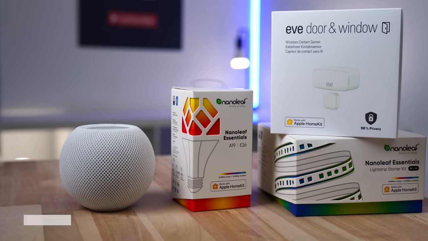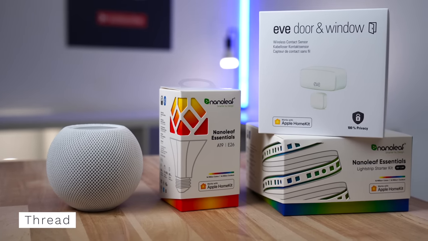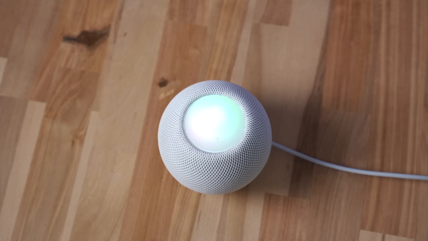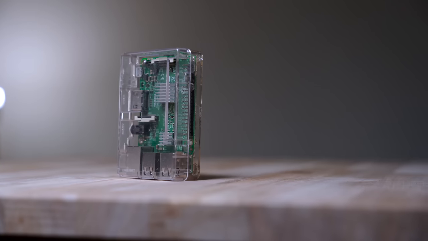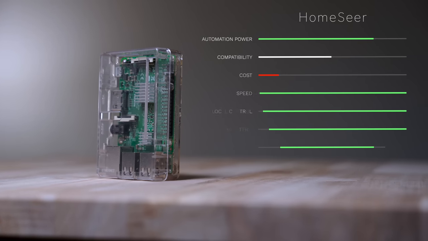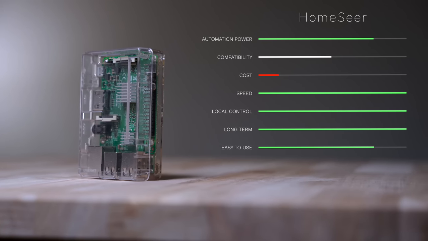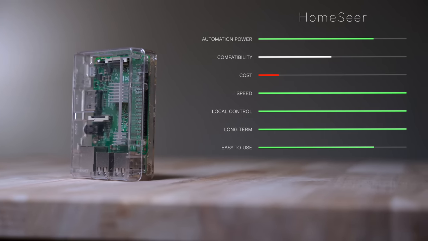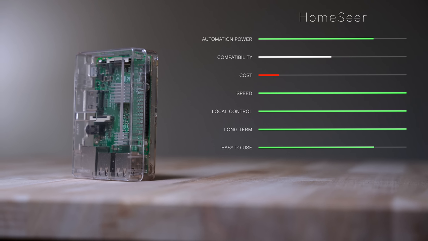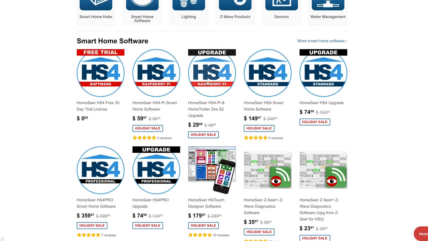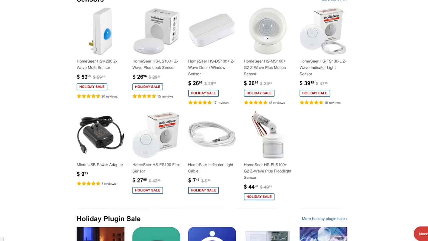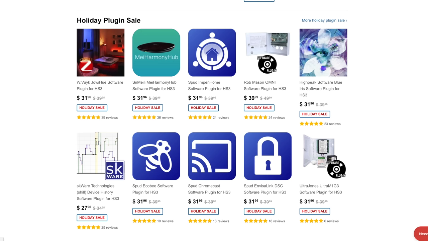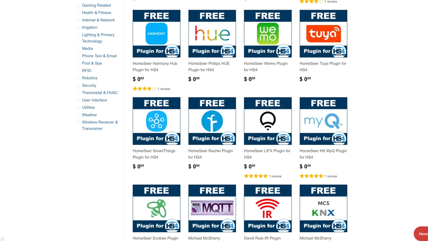I recently reviewed the HomePod Mini and how it uses Thread, so if that sounds interesting, then check out the video linked above. Another hub that might be worth checking out is HomeSeer. It works locally and people that use it seem to really like it. The main reason I personally wouldn't consider it is the cost. You have to pay for upgrades, which is usually every 3 to 4 years, and some of the plugins cost money. However, with the latest update, HS4, most of the plugins are free now.